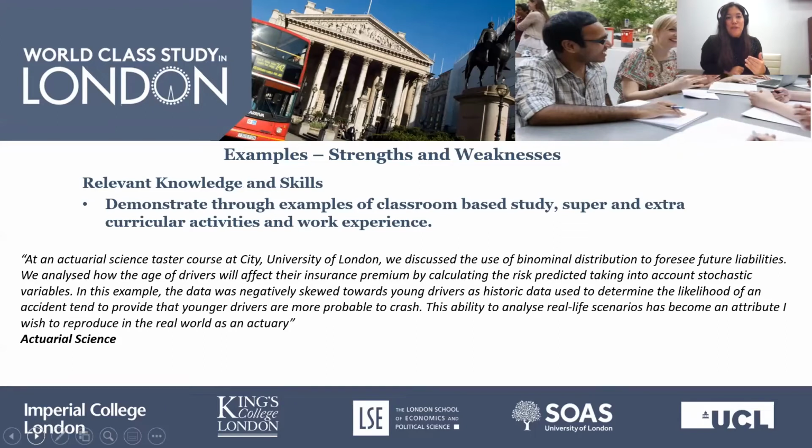So then we go on to relevant knowledge and skills, and demonstrating through examples of classroom-based study or super and extracurricular activities and work experience how you've engaged with particular subjects. So for instance, this student here for actuarial science, you can't take actuarial science when you're in high school or secondary school, as we would deem it in the UK. And so this student has looked at, okay, I want to study this. I'm going to look at if I can take a taster course in it or a summer course in it, and then gain more of an understanding. By doing that, that makes him a really interesting candidate for those universities who offer this particular program.